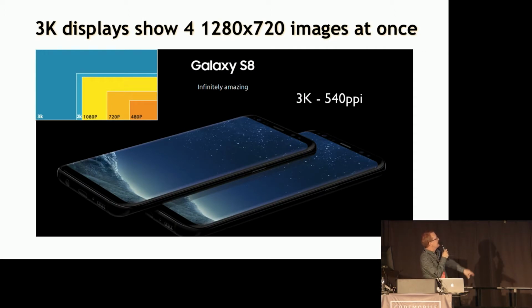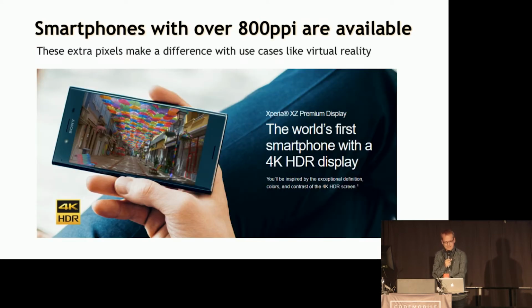The newest devices like the GS8 have a 3K display. In fact, there's so many pixels, it can show 4 simultaneous 1280 by 720 images at once. 540 pixels per inch. There's a new 4K Sony mobile phone that has over 800 pixels per inch. And while that might sound ridiculous, if you've ever worn a VR headset, you will realize that you need a lot of pixels for a seamless experience. But this does have a cost in terms of power consumption.